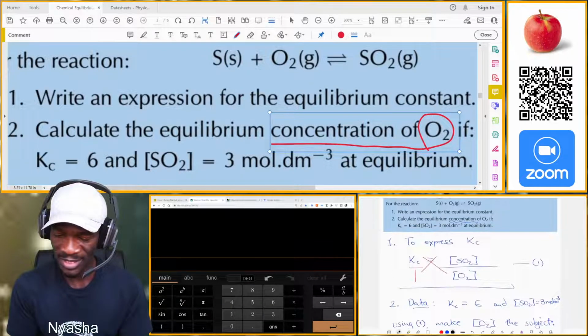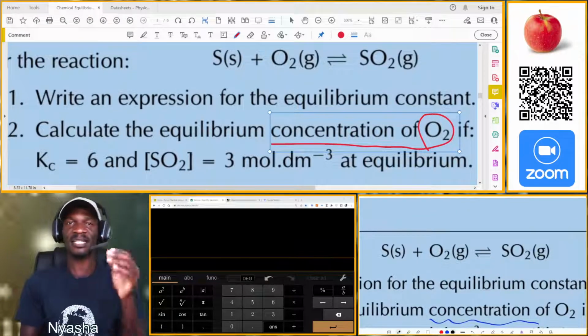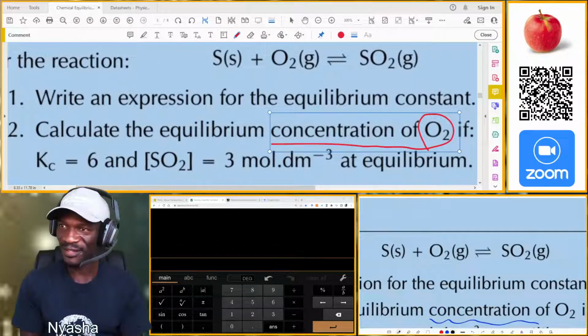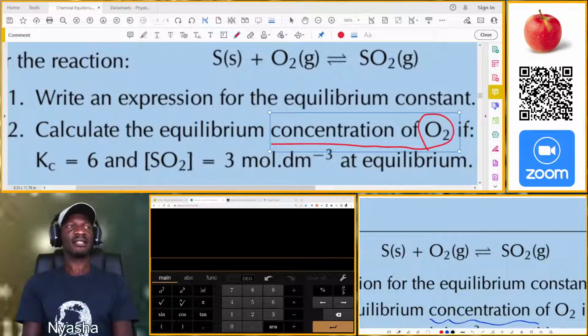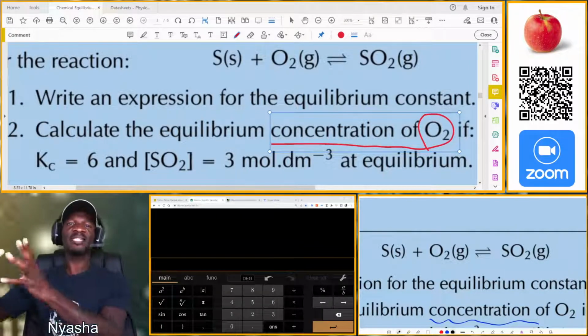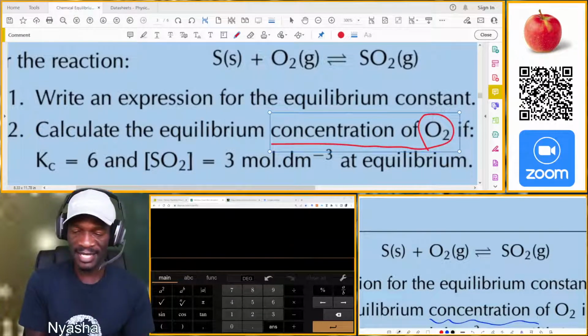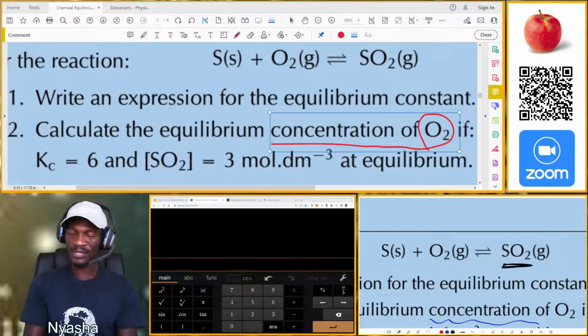Let's just look at this. The equilibrium constant is 6, so it's greater than 1, isn't it? What does that mean? That means that we have a higher concentration of the products. If it is greater than 1, the forward direction is favored. So the formation of the products, SO2, is favored. This means there is a faster depletion of the S and the O2 into SO2. There is a higher quantity of SO2 as compared to the reactants.